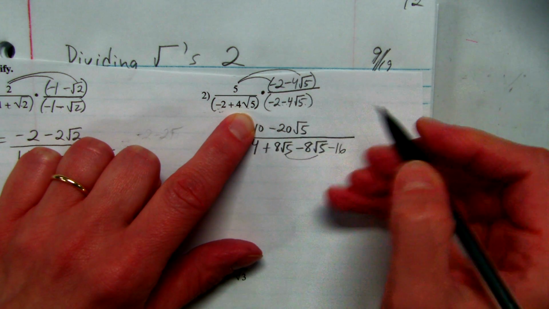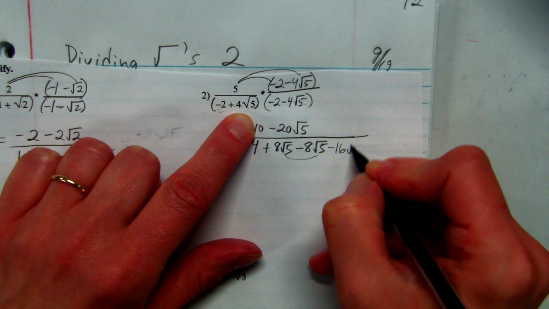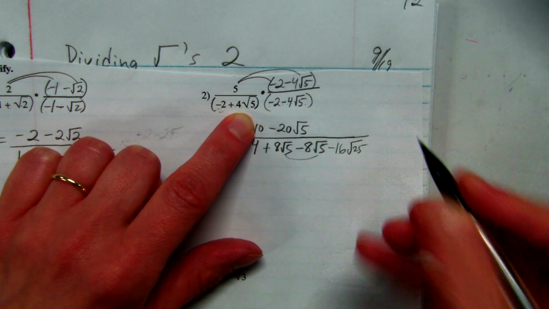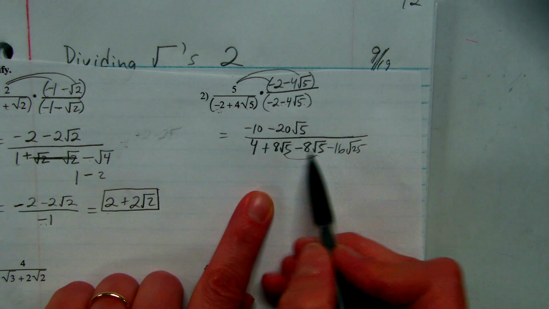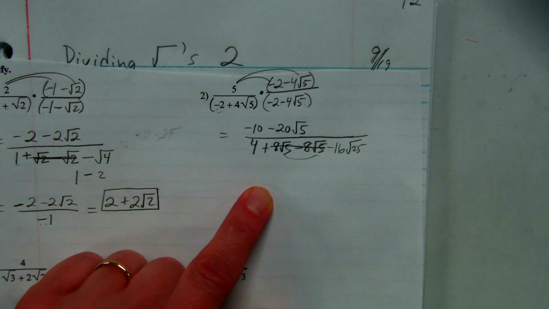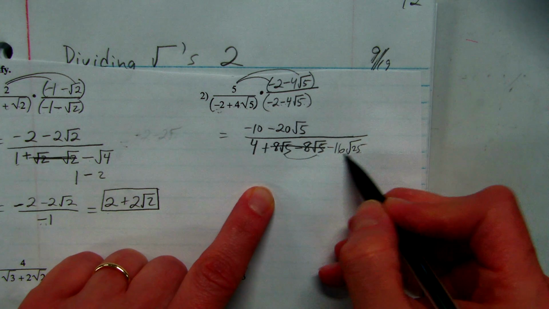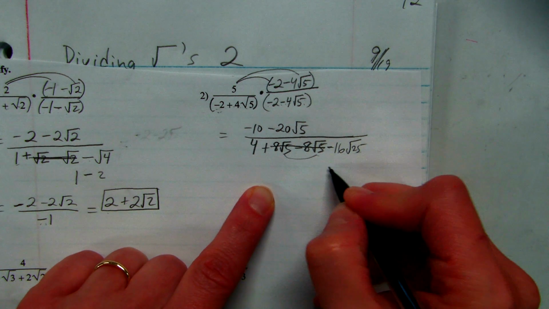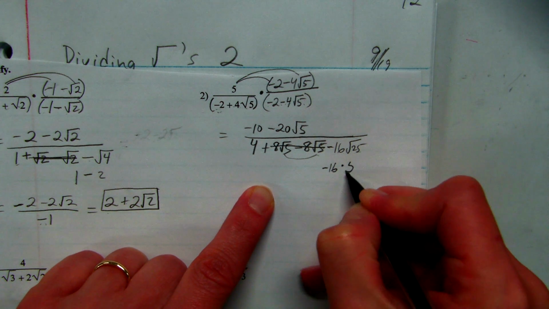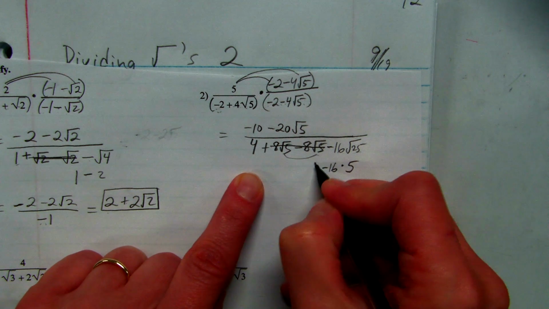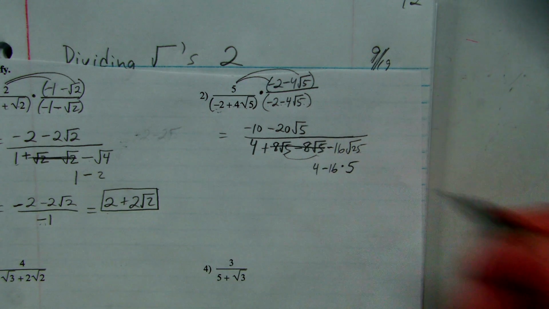Square root of 5 times square root of 5 is the square root of 25, which will just be 5. So these are supposed to cancel. They always get crossed off if you're doing this correctly. This will always simplify to a number. So this is going to be minus 16 times 5. And then I still have a 4 from over here. So let's just figure out what that denominator is.